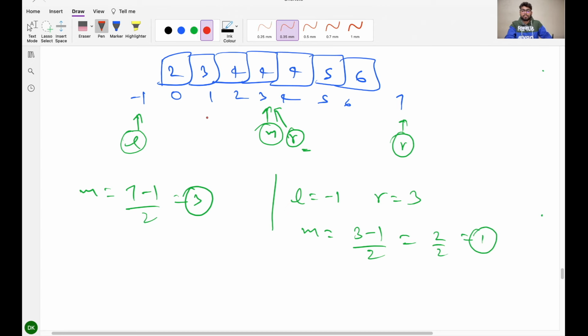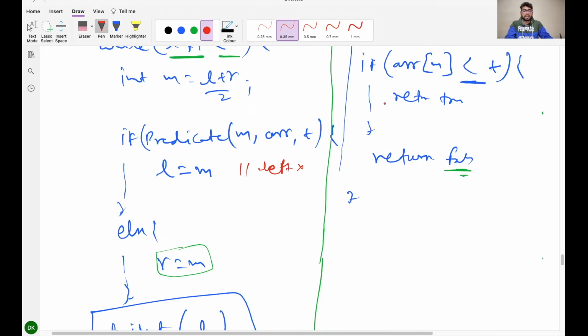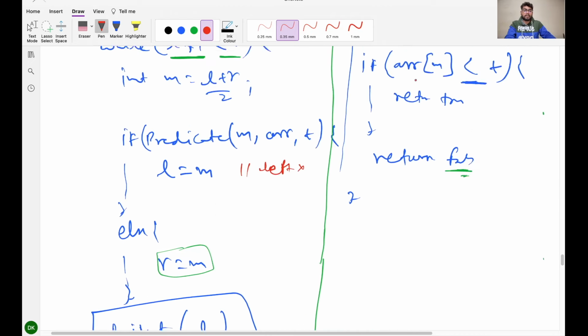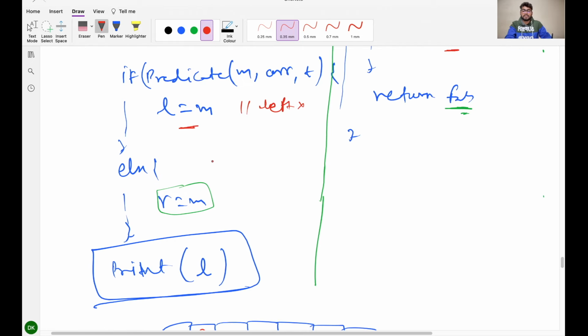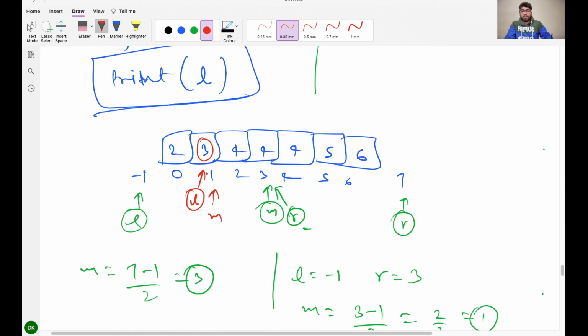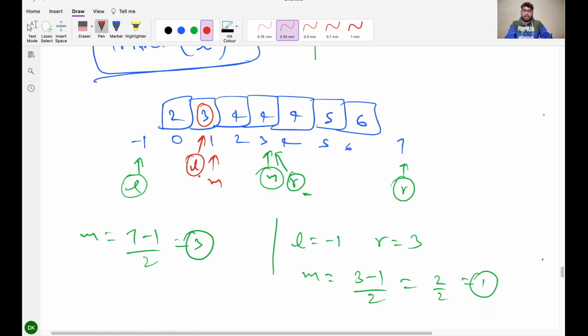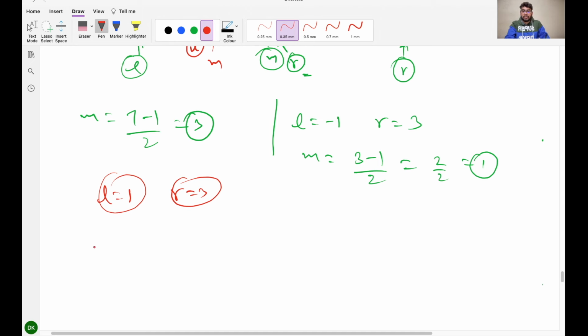Now again my m is here, and what I have to find out, I just have to call my predicate function and just check my current element is less than target. So I return true, and when I am returning true, I just update my L over here. When I am updating my L index to 1 index, that is L equal to 1 and R equal to 3, and again I have to find the middle element. 3 plus 1 divided by 2, that is 4 divided by 2, that is 2.